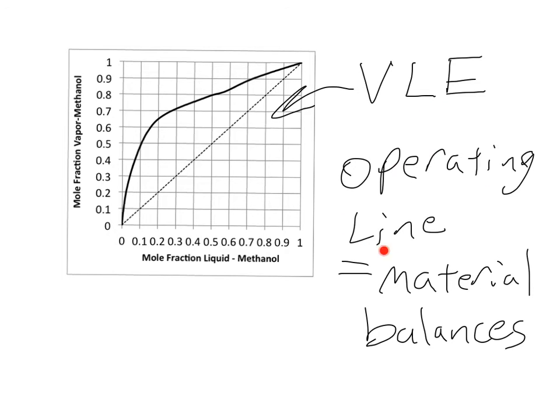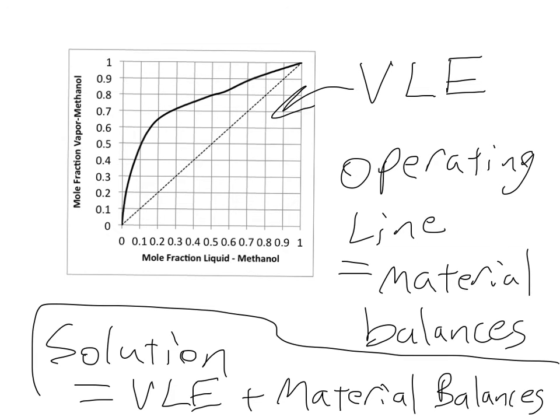Well, the operating line, or the equation for the operating line, represents the material balances of the flash drum. So the combined solution will involve both an XY plot and the operating line. So again, the solution is a combination of the vapor-liquid equilibrium XY plot and the material balances, or operating line. So when we go ahead and solve it, we'll draw on a curve like this XY plot our operating line. Here's just an example of an operating line.